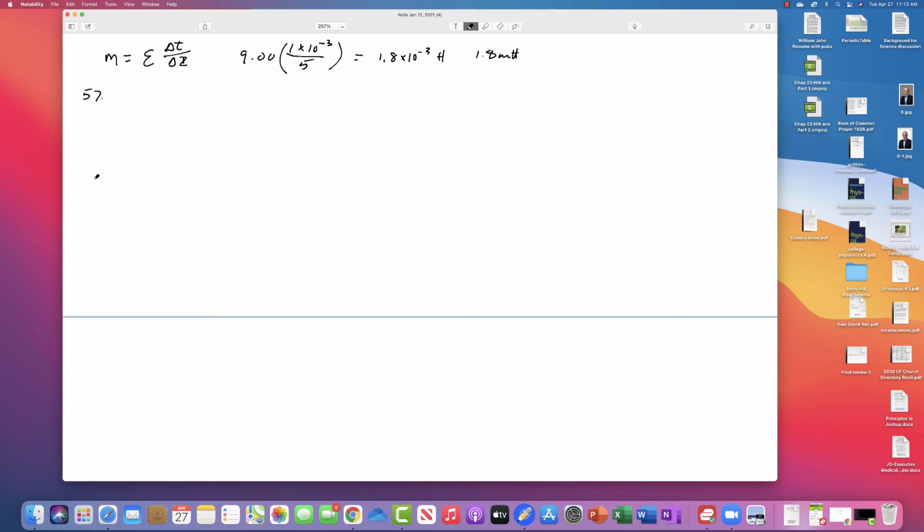57, so this was M, mutual inductance. L is just plain inductance. So E is equal to L delta I over delta T. And a 5 amp current through a 7.5 millihenry inductor is switched off in 8.33 milliseconds. What is the EMF induced opposing this?